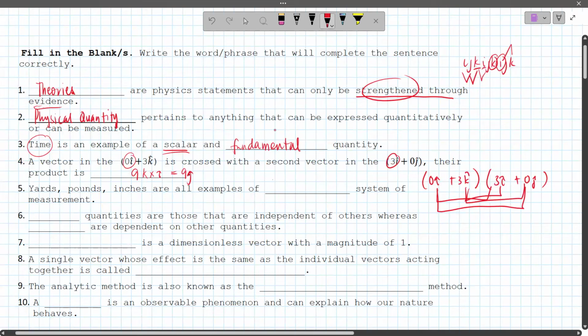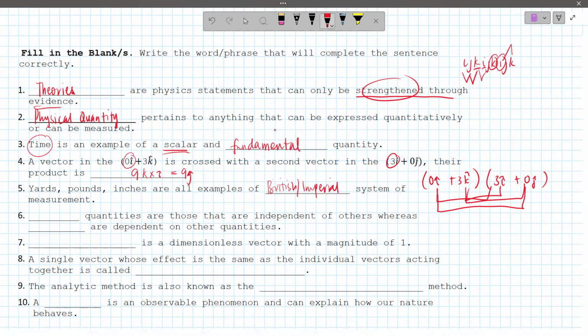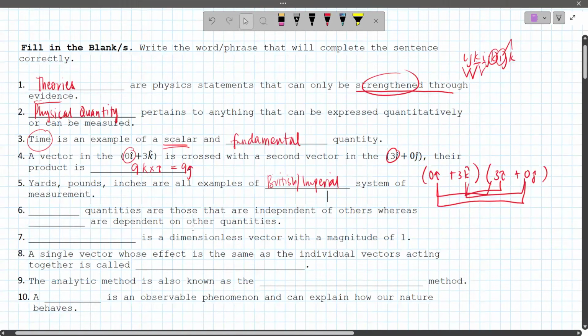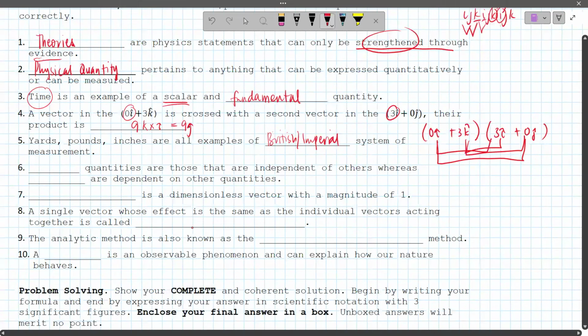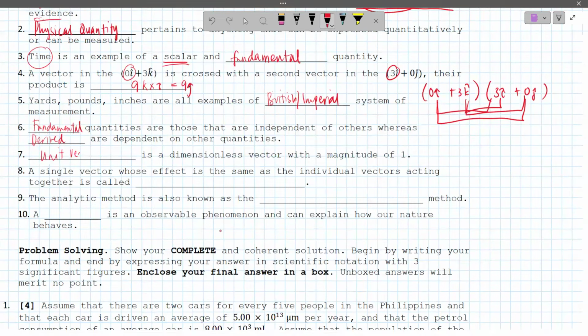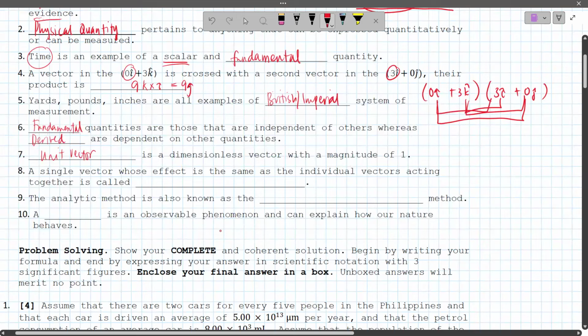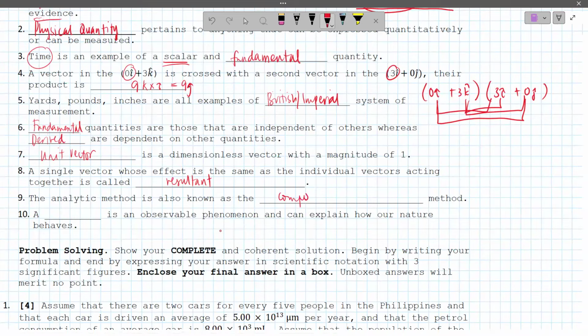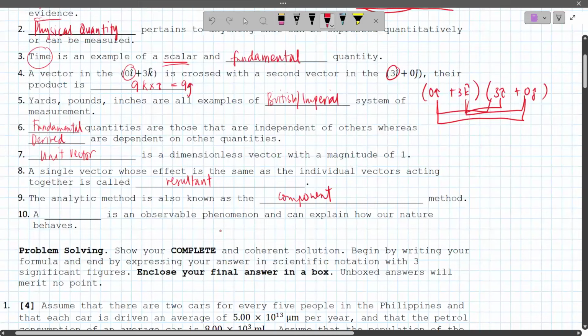Yards, pounds, inches are all examples of the British or imperial system. Blank quantities are those that are independent, so these are fundamental, whereas blank quantities are dependent, so these are derived. Next is a dimensionless vector. The answer is unit vector. A single vector whose effect is the same is the resultant. The analytic method is also known as the component method. And blank is an observable phenomenon, so this is your law or principle.